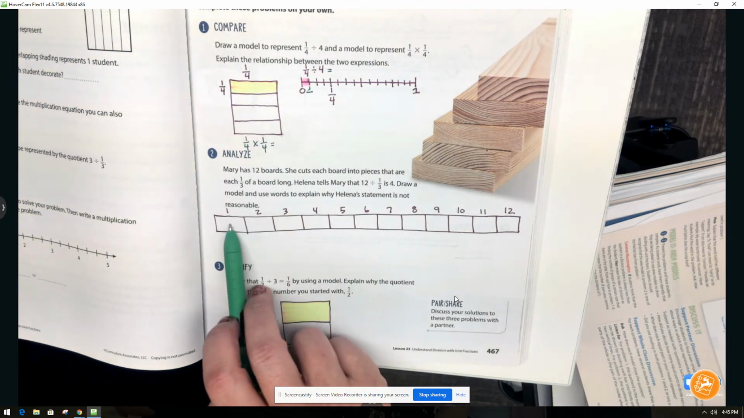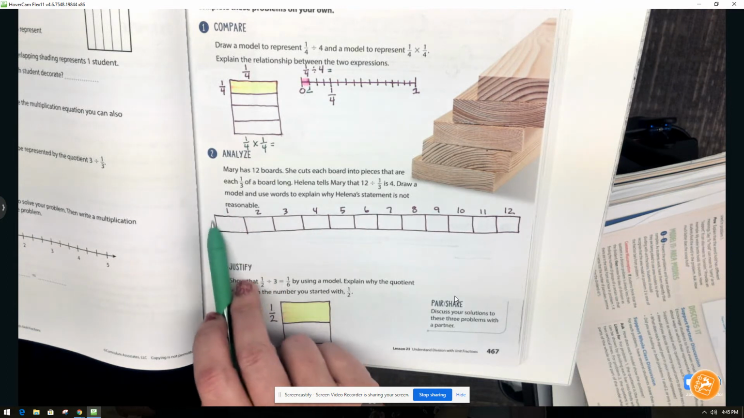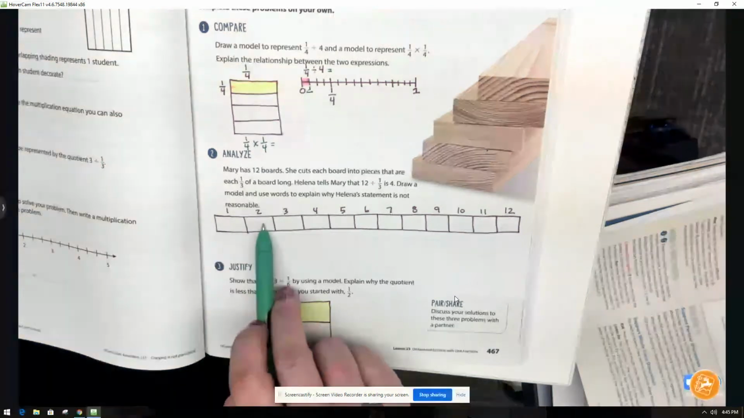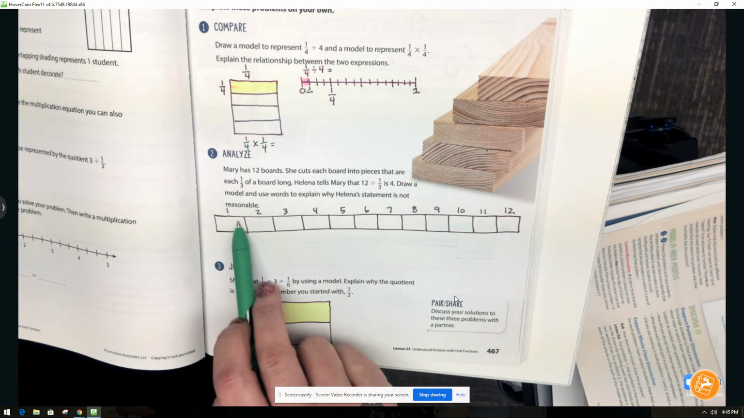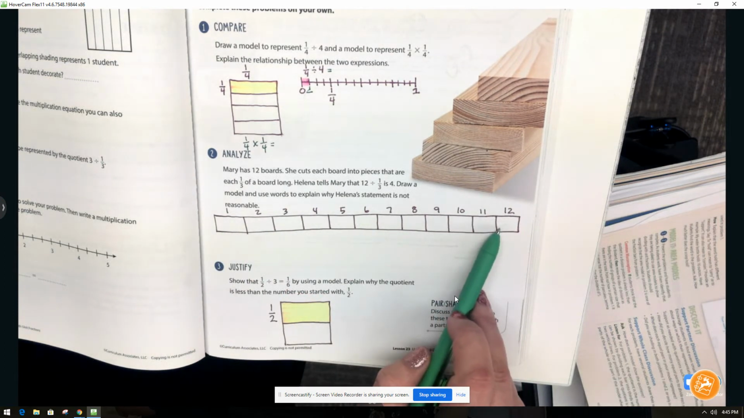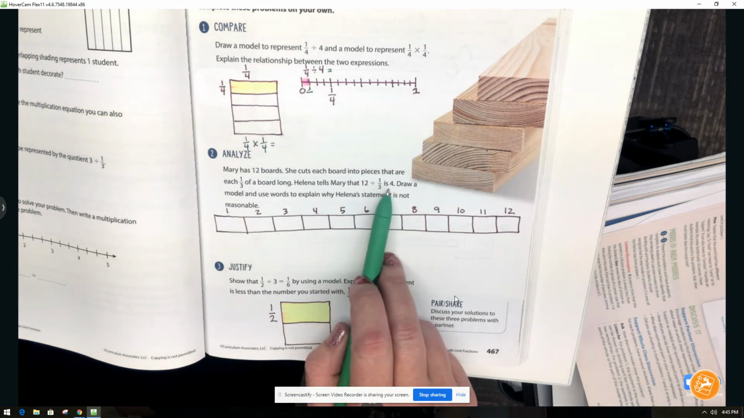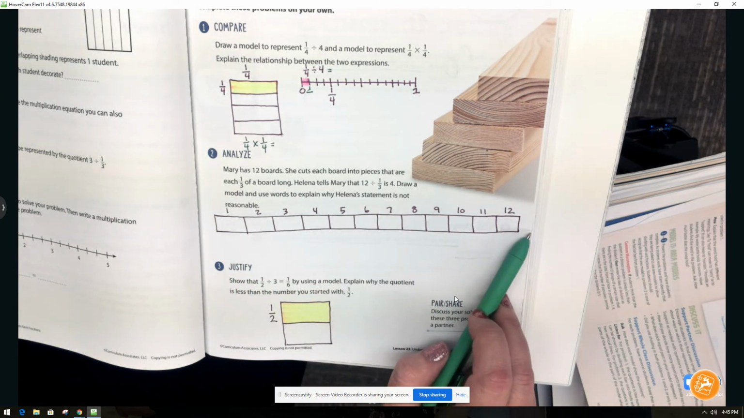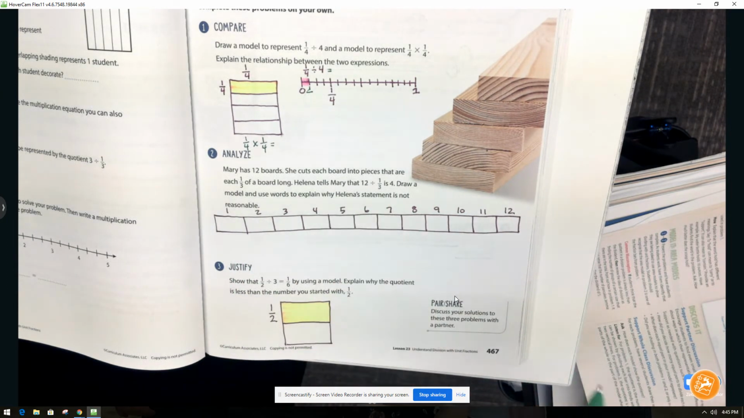So first of all, if I were you, I'd figure out how many of those 1/3 board pieces will fit into one board. And then you're going to count however many fit in one board times however many boards you have. Now, I promise you the answer is not 12. So I want you to tell me what the real answer is and why Helena is wrong.